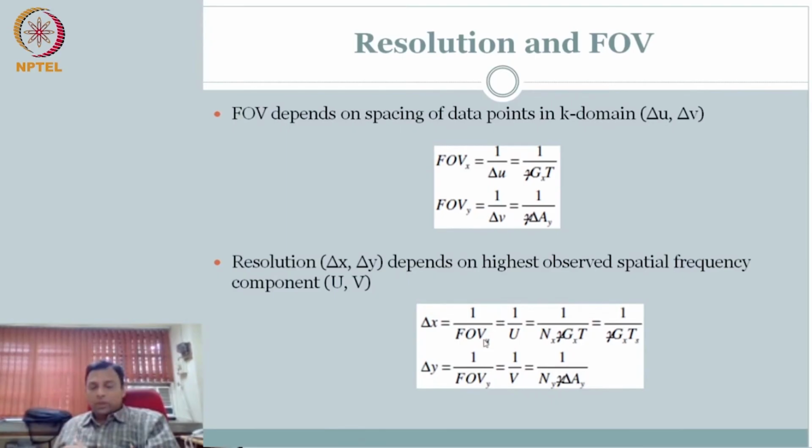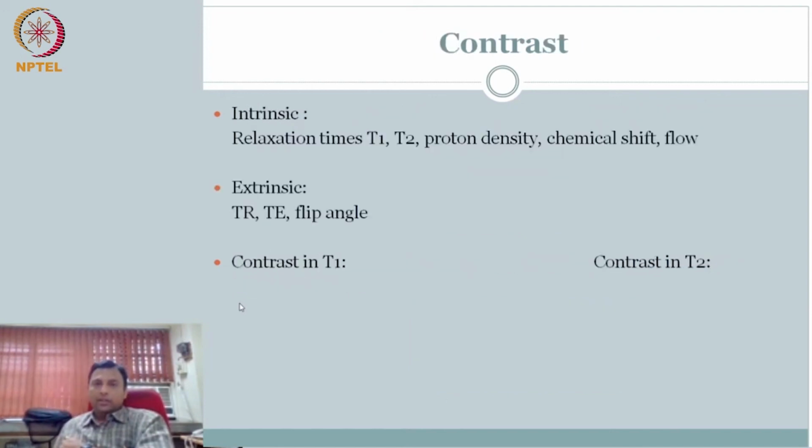So your delta x is 1 by field of view in u, field of view in v, or capital U and capital V, which represent the extent of frequency in the u direction and the extent of frequency in the v direction. You can get it like this. Clear? So that's for resolution.